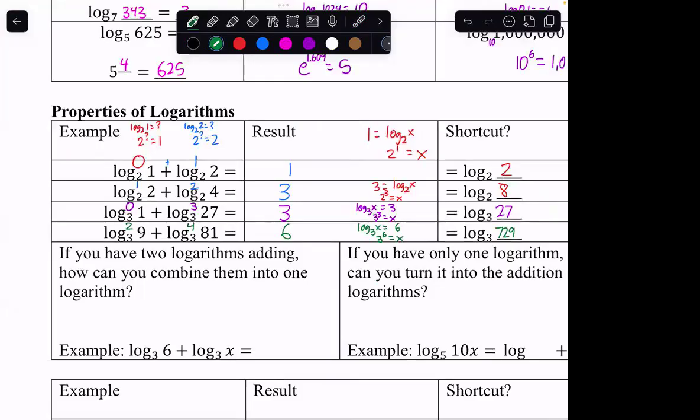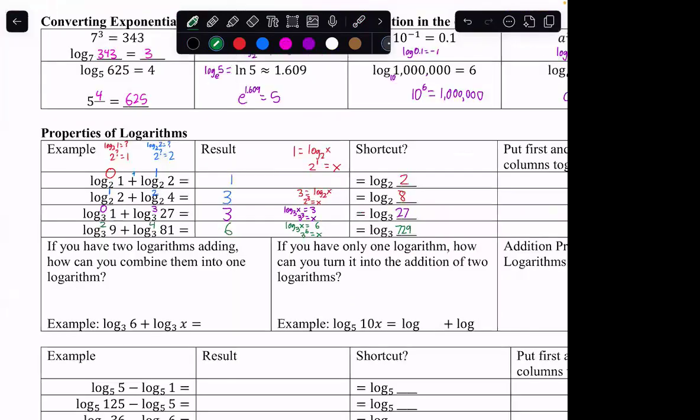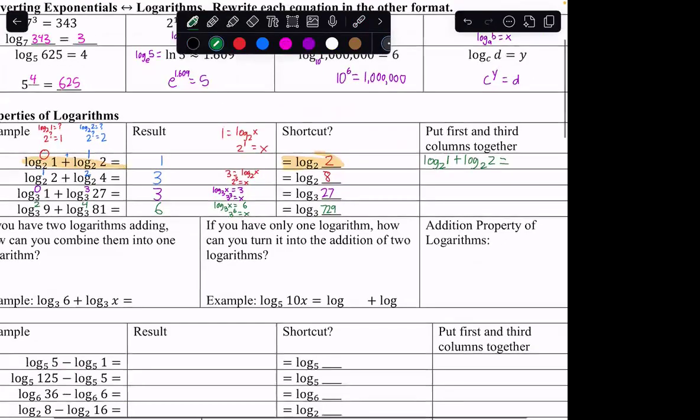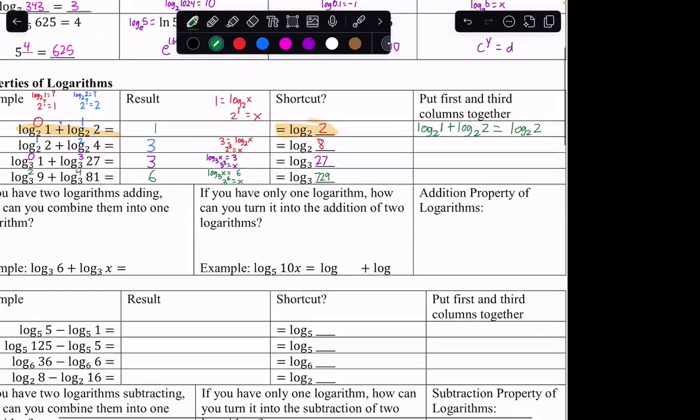Okay, so now that we have all of that, the last thing is I want you to just copy down the left column and the third column. So over here on the first row, we had log base 2 of 1 plus log base 2 of 2, and that equals the third column, which was log base 2 of 2. And let's do that for all the rows.